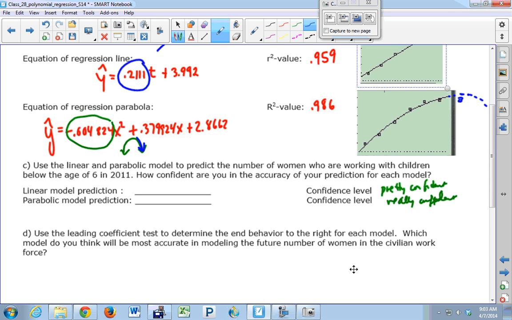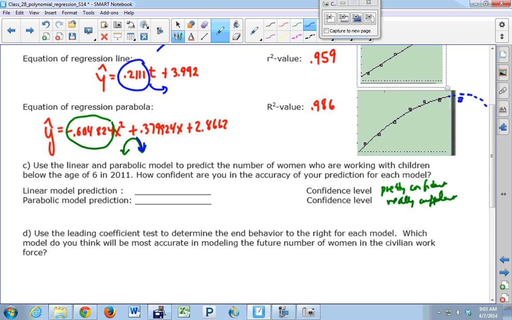Parabola, so you think it's going to go way down to negative numbers of women in the workforce? Right, so this is saying, which model do you think would be better for the future number of women? You can't know, but we're saying just looking at the end behavior of each model. Do you think it's ever going to go down rapidly to negative numbers? No. But the question is, will it continue to grow? It's not growing at a huge rate.